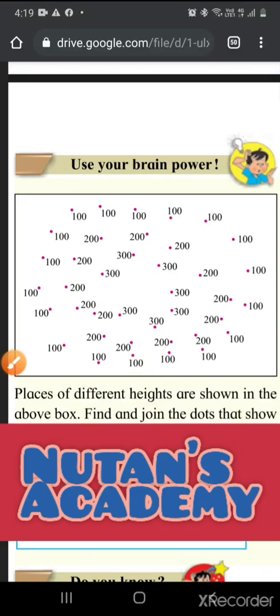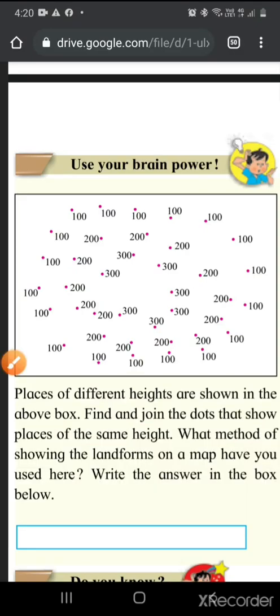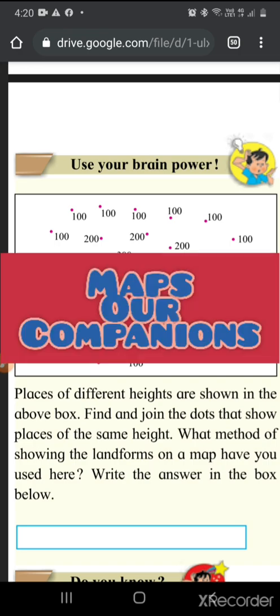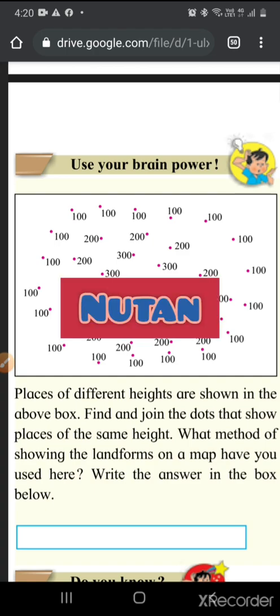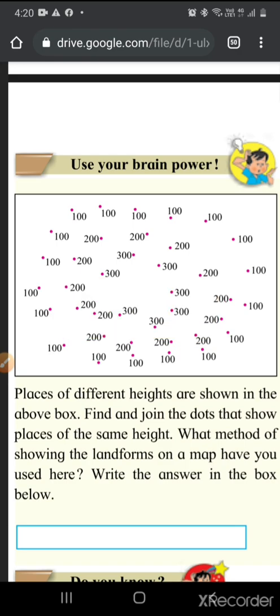Morning students, welcome back to our EVS class. We were doing lesson number 9, Maps are Companions, and we have understood the three different types of maps. We have also understood why we need maps. Now today on page number 41, we are going to start the second part of our EVS lesson number 9. As you know, I am your teacher Nutan Karadekar from Father Agnel Technical High School.